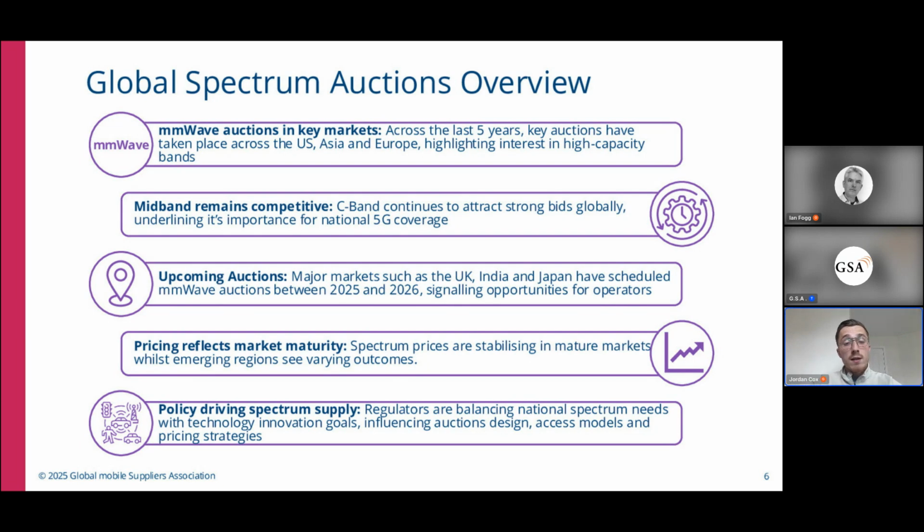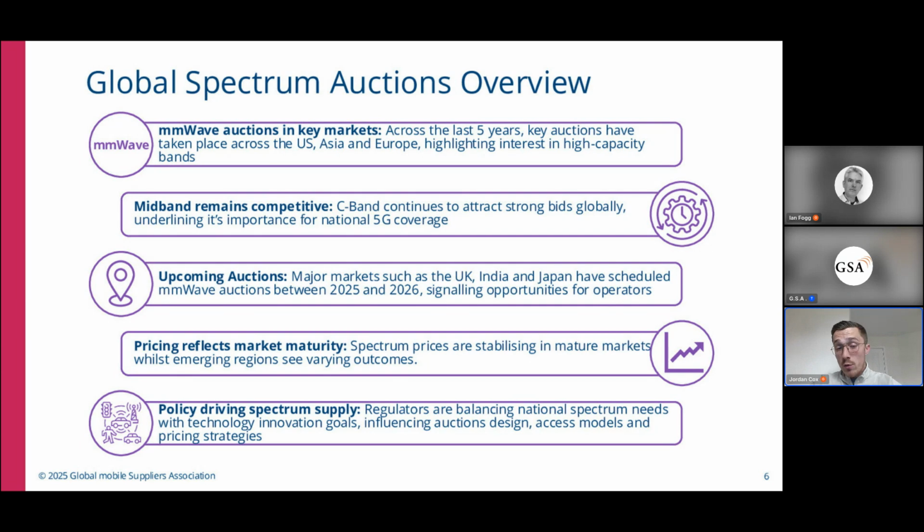Lastly, it's worth noting that policy decisions continue to play a major role in shaping the supply of spectrum. Regulators are increasingly walking a fine line, trying to meet national broadband and innovation goals, whilst designing auctions that are attractive to operators and sustainable over the long term. And this includes exploring different access models, setting reserve prices carefully, and in some cases, releasing spectrum in phases.